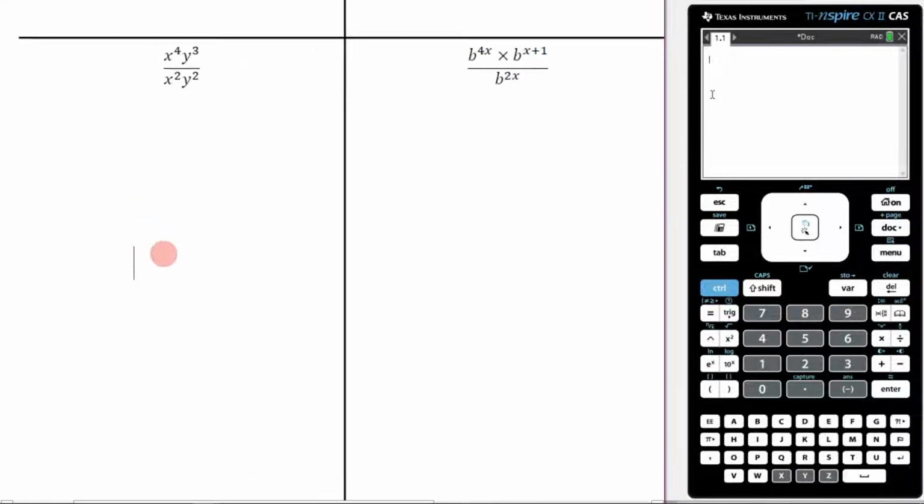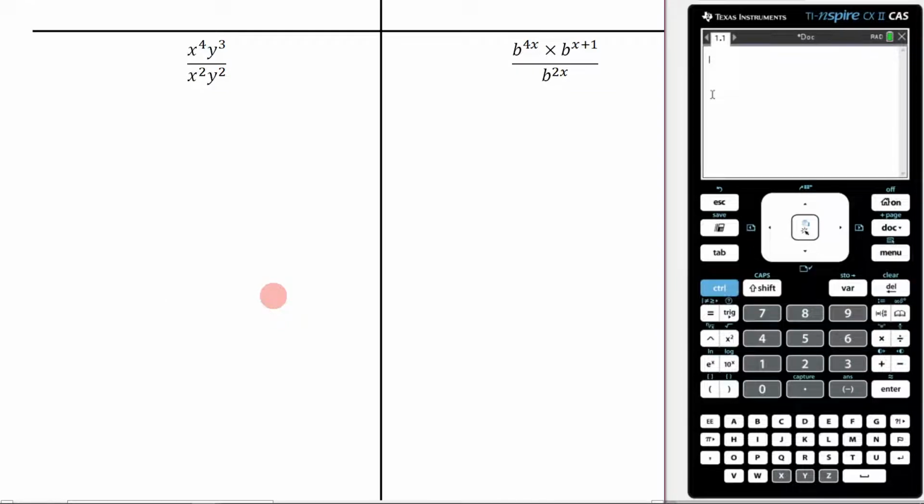The first one here. Now, how are we going to do this? We'll remember our index law, which tells us that if we've got things with the same base and they're dividing, that means that we subtract the powers. So that's what we're going to be doing here. Because we've got x to the 4 and x to the 2, we can subtract them from each other. So we can go x to the 4 minus 2, and then times y to the 3 minus 2. So that means we're going to be left with x to the 2 times y to the 1.